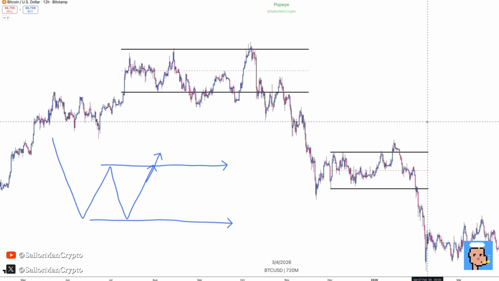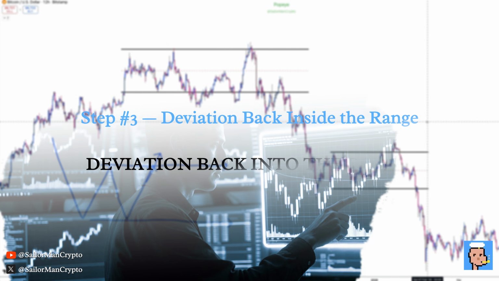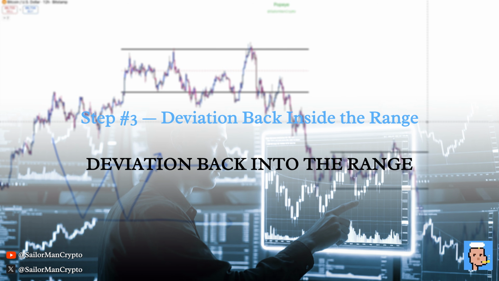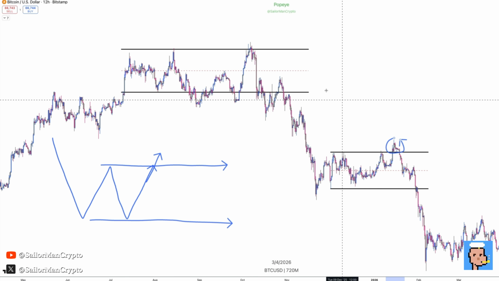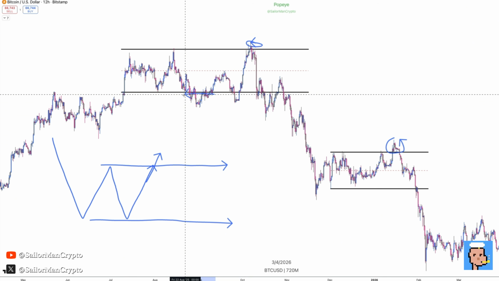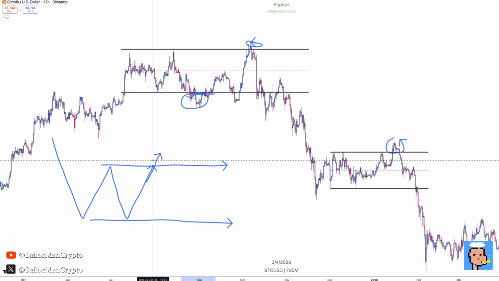So this was the range breaks, the step number 2. The step number 3 on my exact 5-step process for trading range deviation is deviation back into the range. So this is, let's say, all we were waiting for. We saw the breakout, we saw the breakdown. We were waiting for what? The deviation. That's why it's called range deviation.